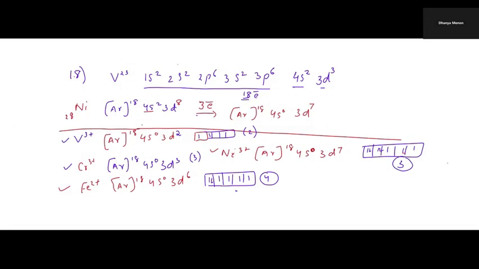Now, here if you see, chromium and nickel have similar value. Chromium ion and nickel ion have similar number of unpaired electrons, and that is why they will have similar value of spin-only magnetic moment. So students, we just wrote down the configuration and checked the number of unpaired electrons. Okay, so this was our 18th question. Coming to the 19th one.